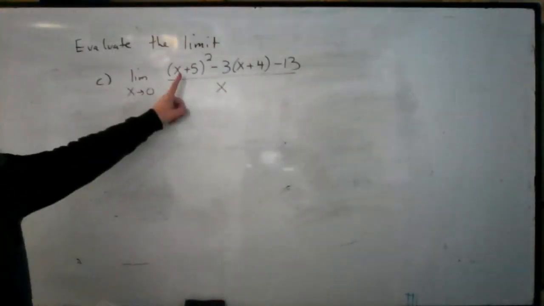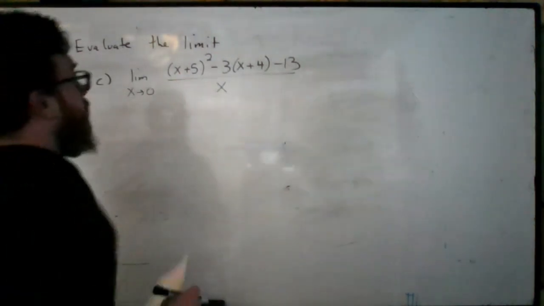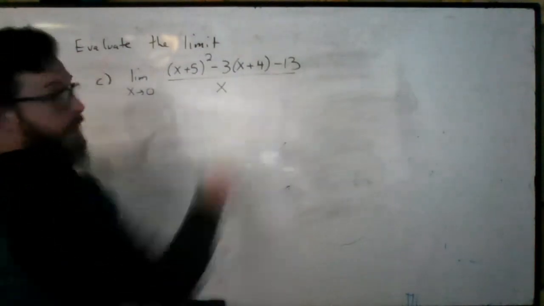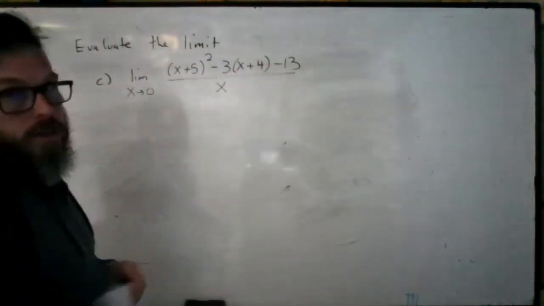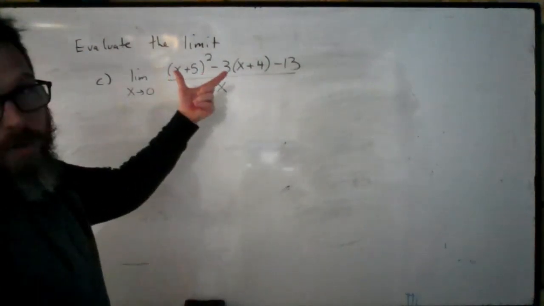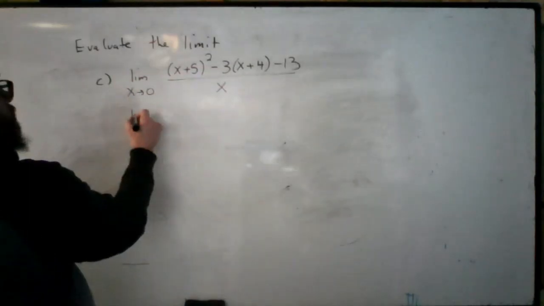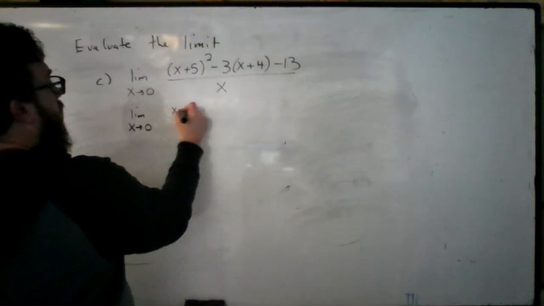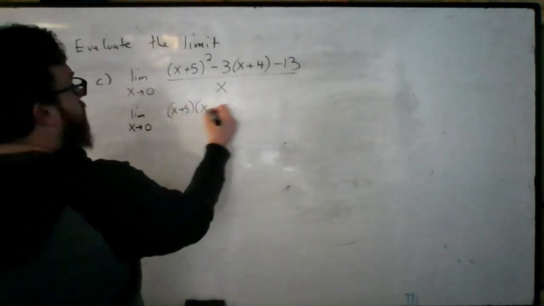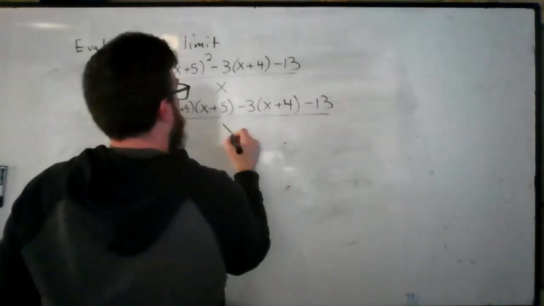Now, you can test for yourself. When you plug 0 in the numerator, you get 0. Plug in 0 in the denominator, you get 0. So this is, again, 0 over 0. What I want to do is expand that numerator. I have powers and multiplication and subtraction, so it's not useful to try to factor that numerator as it sits. It's far too complicated. So I'm going to expand it first. Just order of operations, powers first. So (x plus 5) times (x plus 5) minus 3 times (x plus 4) minus 13, all over x.